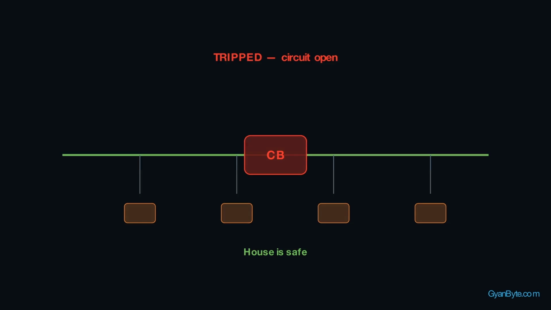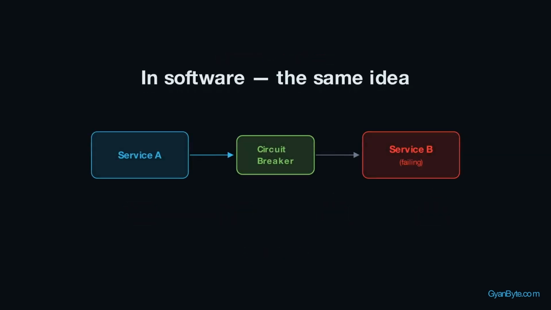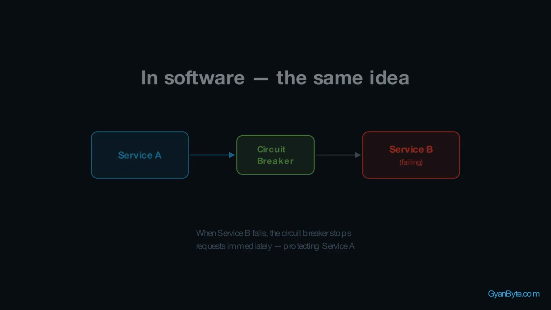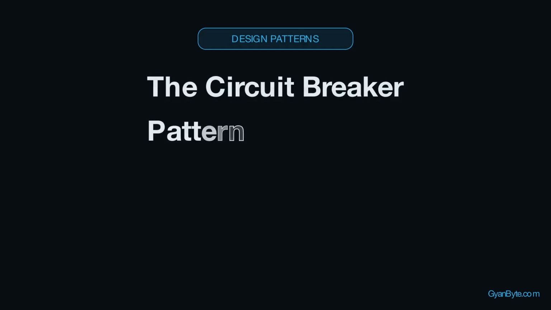Software systems have exactly the same problem. When a downstream service starts failing, requests pile up, threads exhaust, and the failure spreads to every service that depends on it. The circuit breaker pattern solves this. Today, how it works, why it matters, and how to implement it.